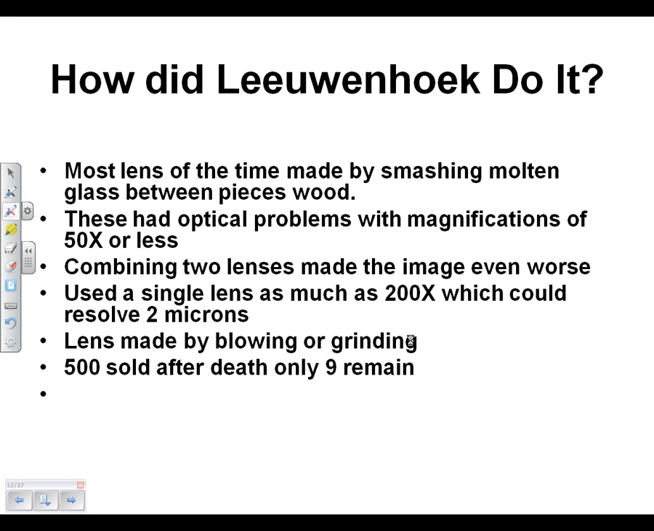So what van Leeuwenhoek managed to do was make a single lens that had sometimes as much as 200x magnification power, which means you can resolve things down to 2 microns. And in a little bit we'll talk about what the resolution actually means. And no one's quite sure how he made it, but instead of the molten glass between wood bit, at some point we think he actually was blowing or grinding the lenses.